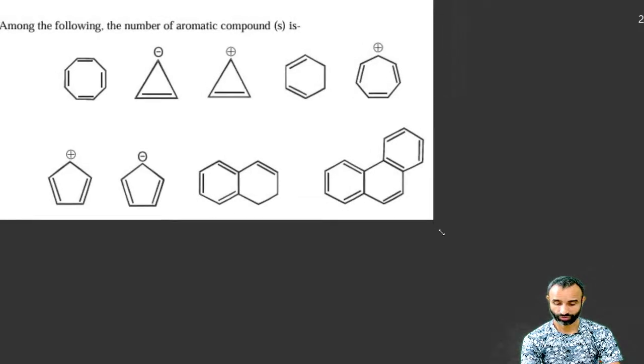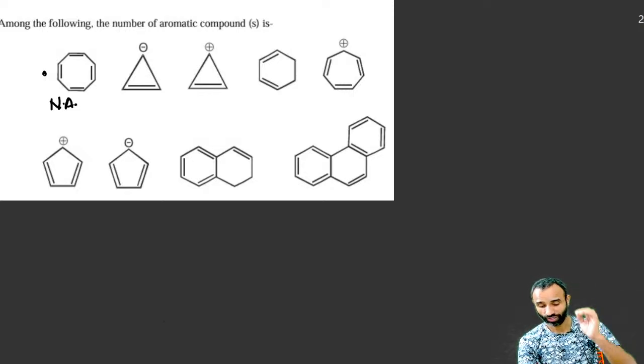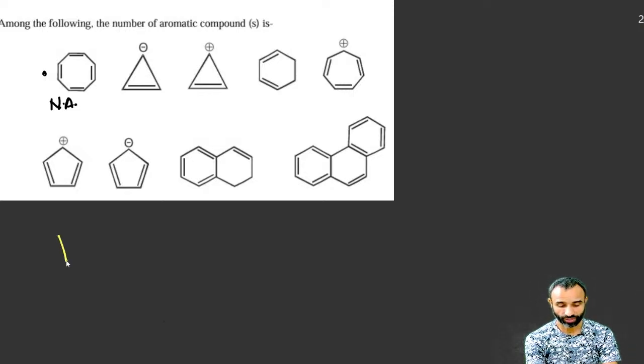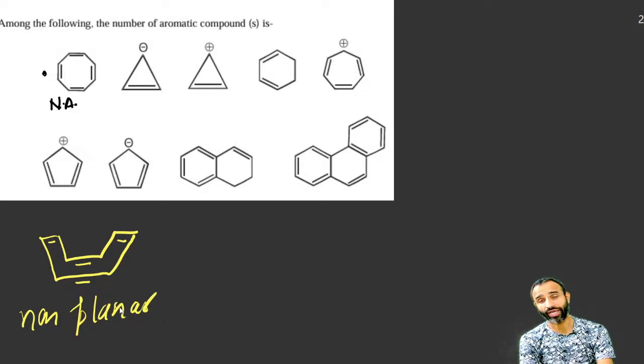Okay, so among the following, find the number of aromatic compounds. First one is non-aromatic. Though it has 8 pi electrons, I have already told you that this compound has a tub shaped structure, which is non-planar, and because of its non-planarity, because an anti-aromatic compound should be planar.